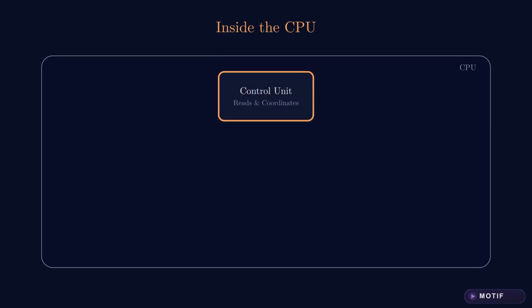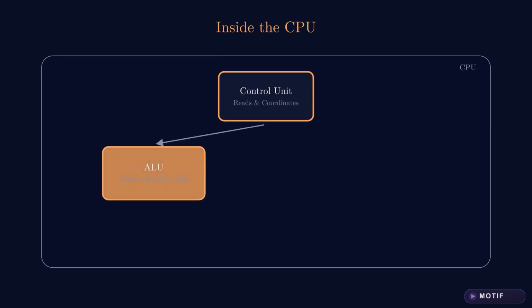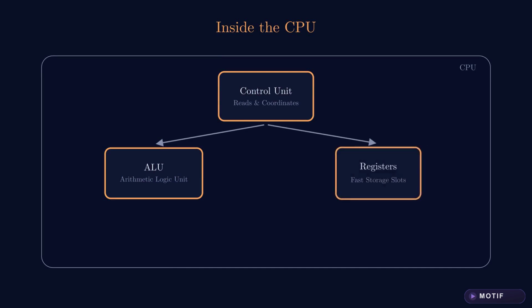The CPU has three core components. The control unit directs traffic. It reads instructions and coordinates the other parts. The arithmetic logic unit performs all computation: addition, comparison, bitwise operations. Registers are tiny, ultra-fast storage slots that hold the data currently being worked on.